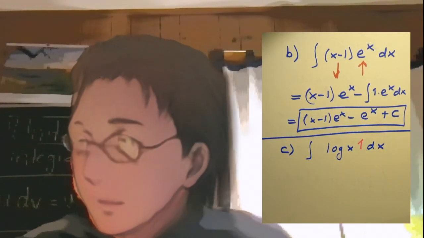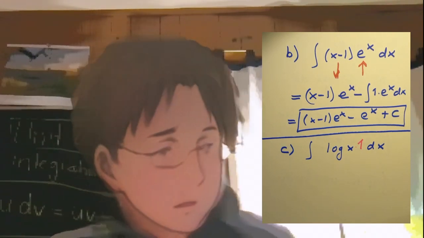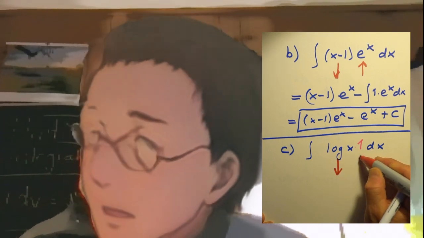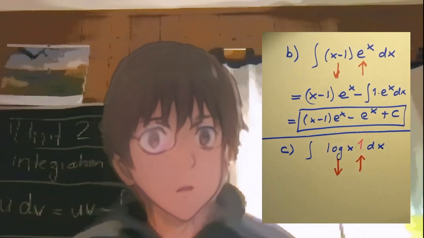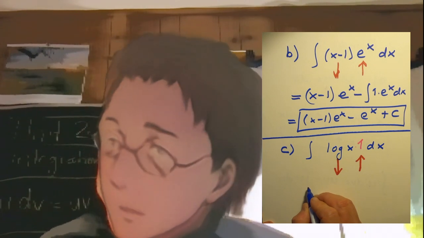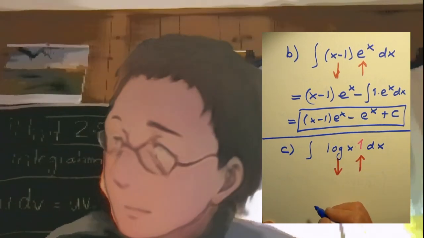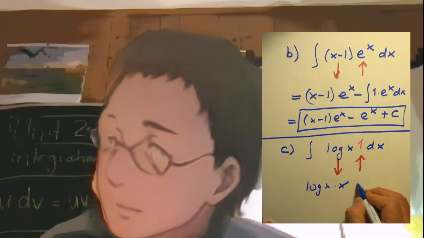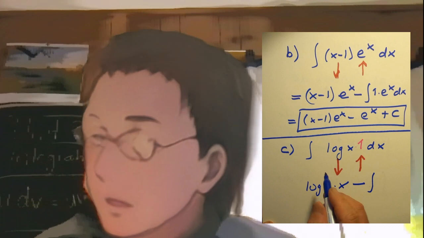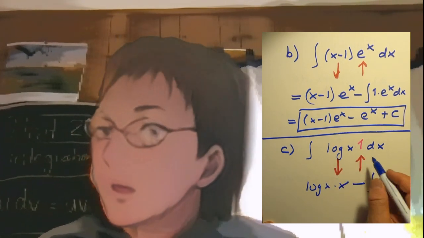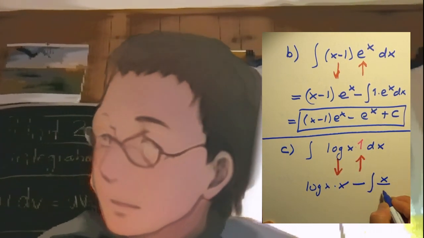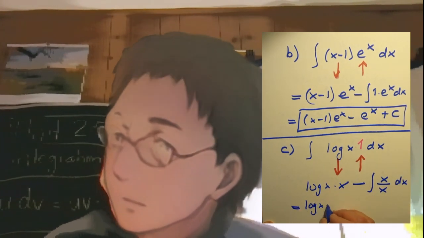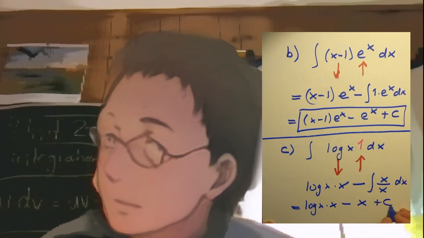And now let's just use the rule here. We like to differentiate the log, and we like to integrate this. Differentiating the log is always something nice to do, because we get something simple, 1 over x. So when we do that, we get log of x times x, and then minus the integral where we take the derivative and we integrate. So x over x dx. So that's equal to log x times x minus x plus c.